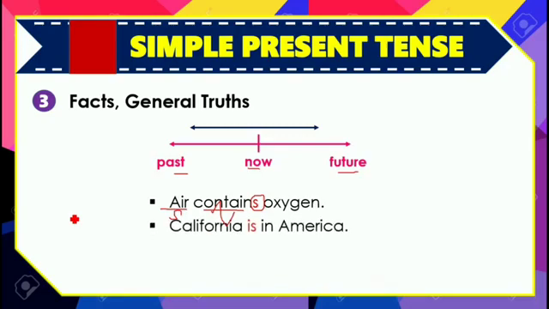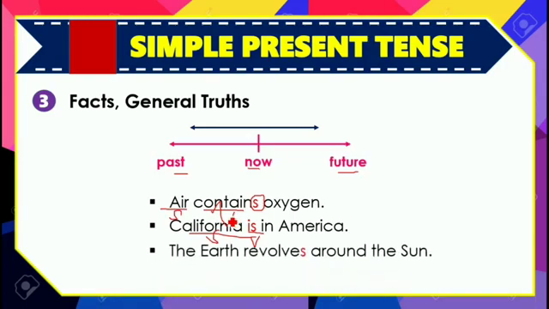Another example, California is in America. Is it a fact? Yes. So it's not correct to say California was in America. Our subject is California and our verb is is. Singular subject and singular verb.